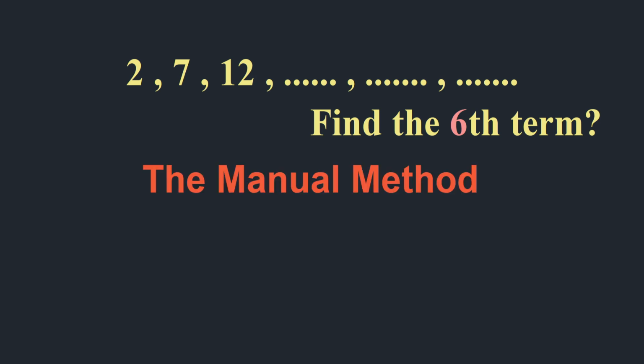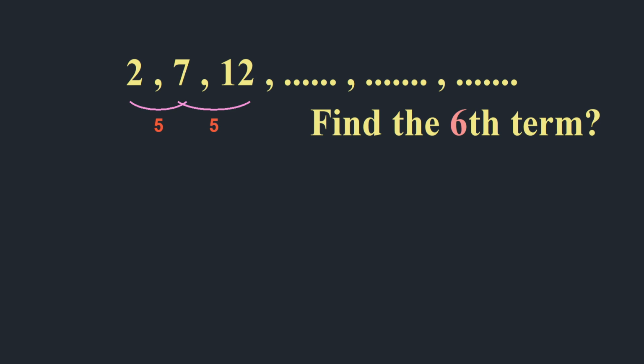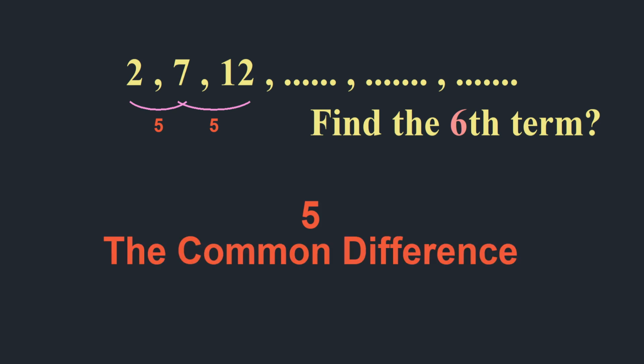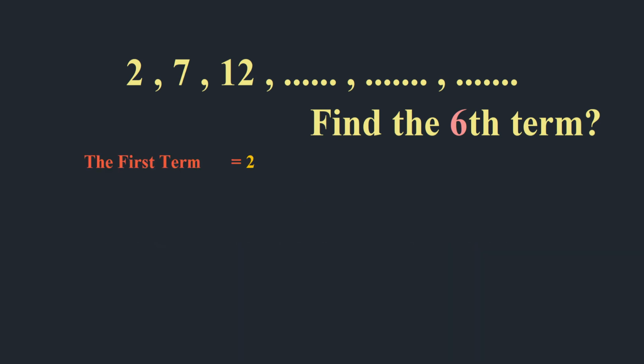Look at the problem. Since each term increases by 5 from the previous one, this 5 is called the common difference. The first term in the arithmetic sequence is equal to 2. And we can get the second term by adding 5 to the first term. So the second term is equal to 2 plus 5, which equals 7.